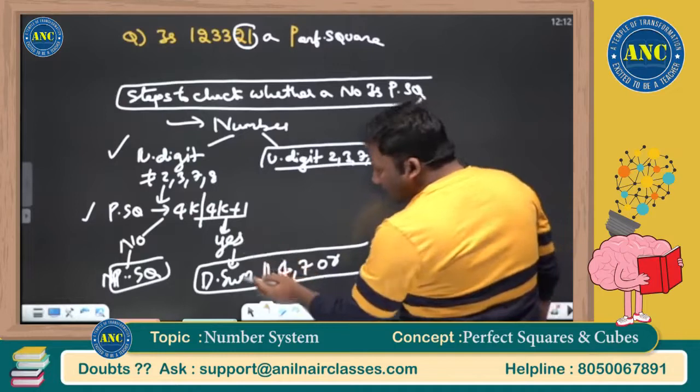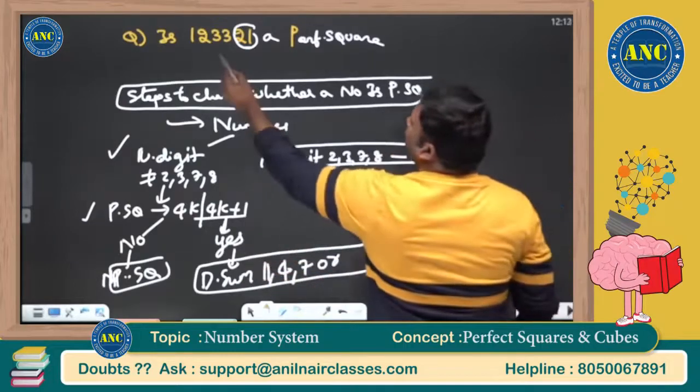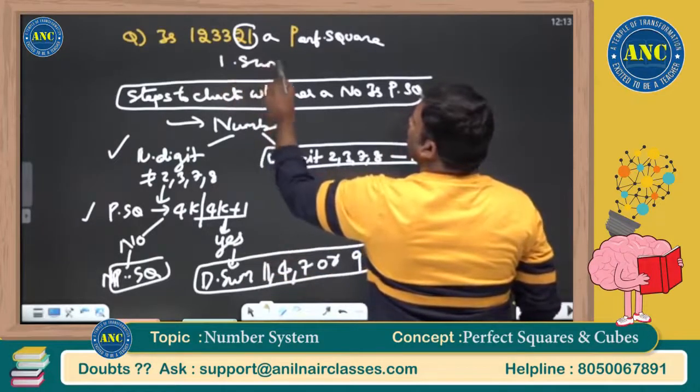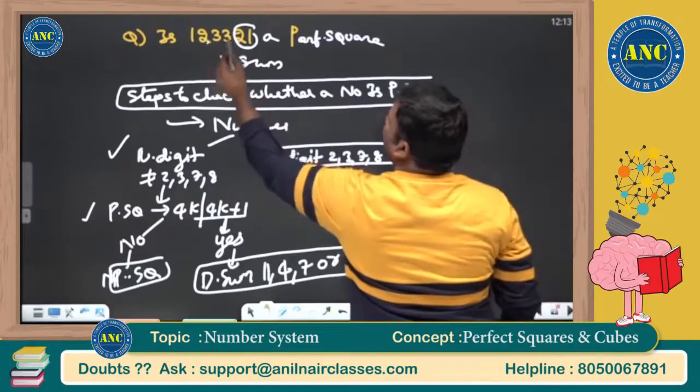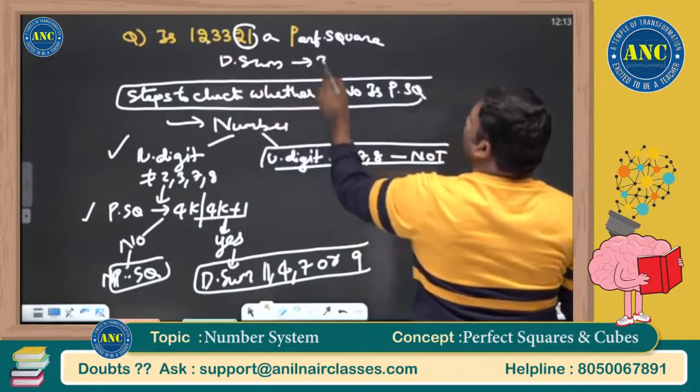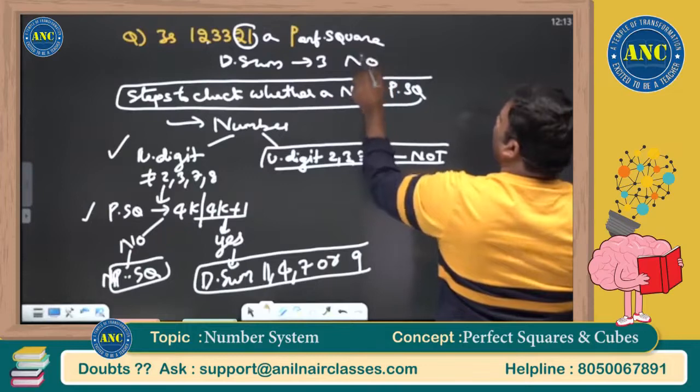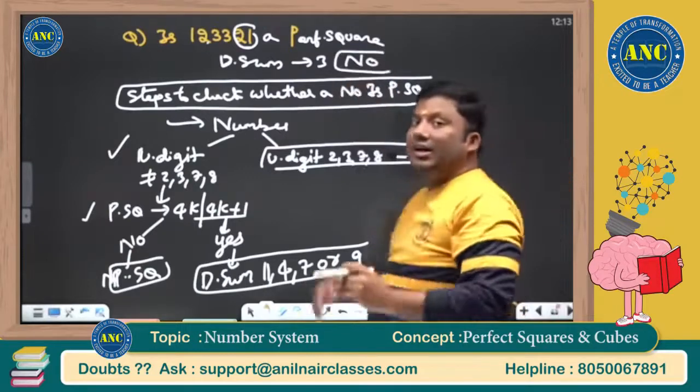Answer is yes. Now apply digital sum. What is the digital sum of this question? The digital sum is 3, 9, 11, 12, so the digital sum is 3. Then it is not a perfect square. I hope the idea is clear.